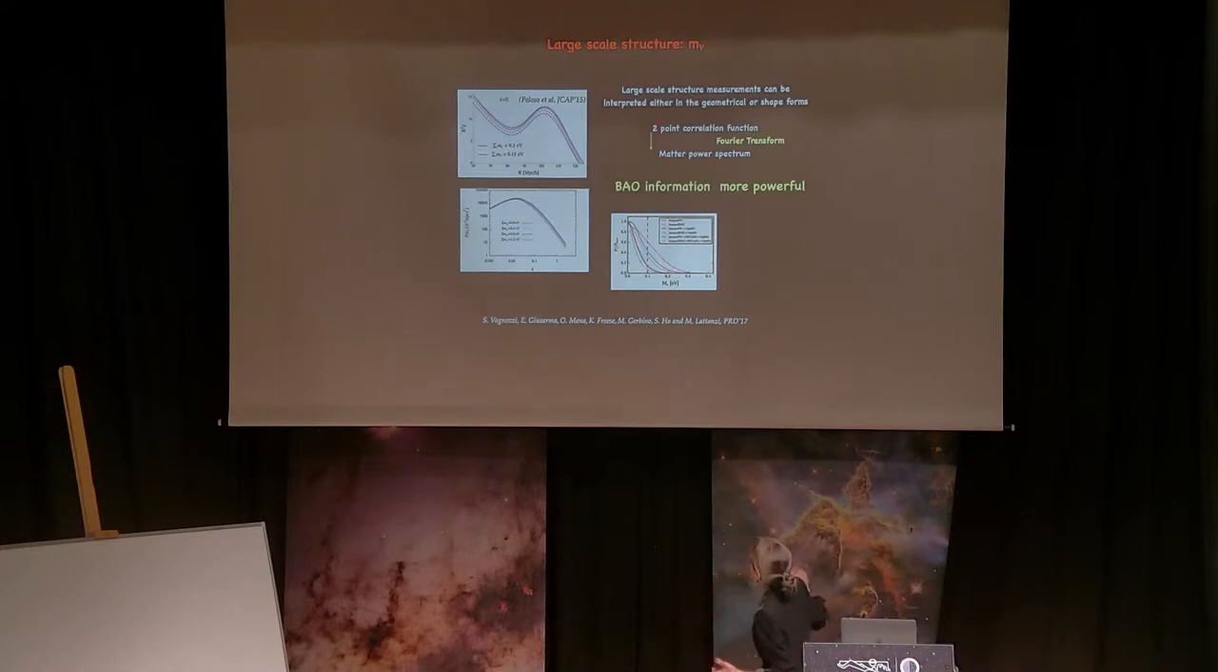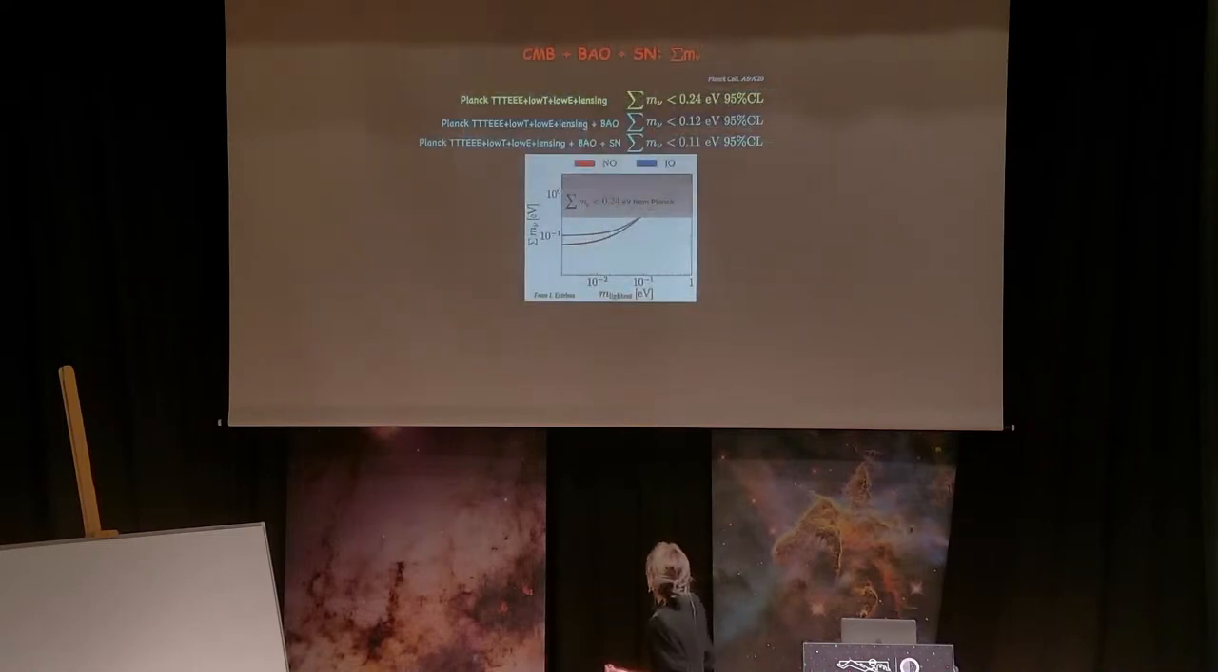So the solid lines are when you are looking into galaxies in this way, and the dashed lines when you are looking into galaxies in this way. You can see always that the limits on the neutrino mass are better when we interpret the galaxy information in the form of baryon acoustic oscillation, because it's less subject to these non-linearities and these biases, okay?